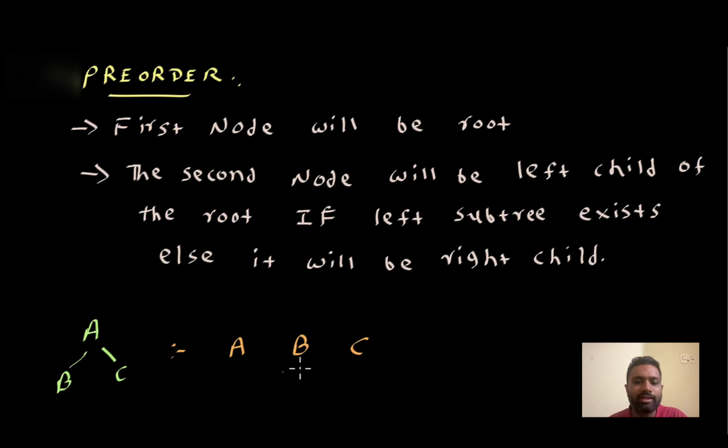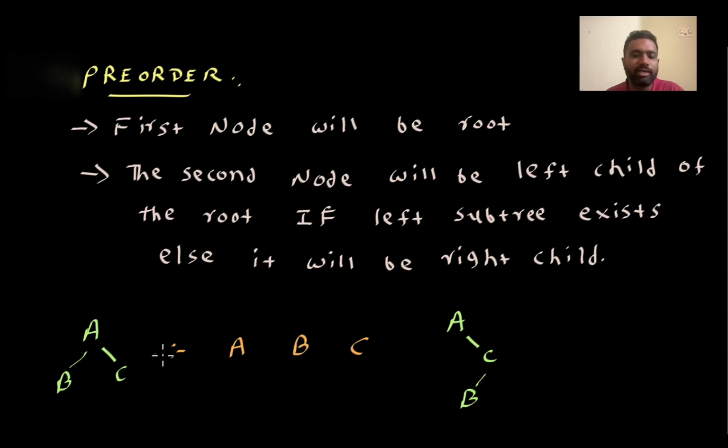Instead of that, if the tree is given like A, C, and B, and you are asked what is the preorder traversal, then again first will be the root, so that will essentially be followed. So first will be the root.